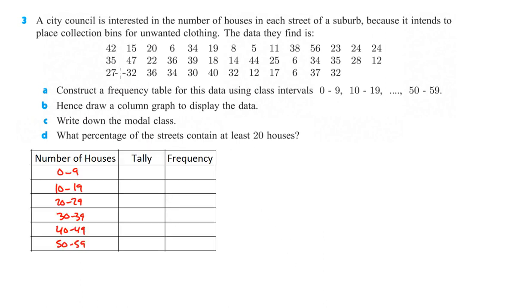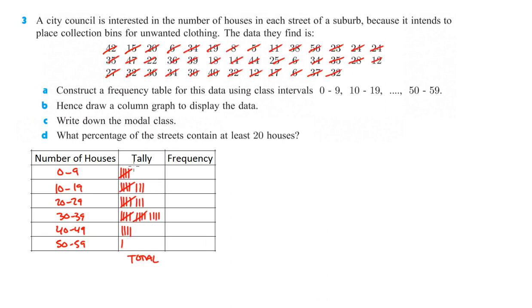Okay, so it looks something like this. So then we're going to tally them up. 42 fits in here. 15 fits in here. And we're going to do that throughout all the rest of these here. I'm going to do that really quick here. Okay, so here's all of our tallies here. And then we can just simply write down the frequency here. So that's 5, 8, 8, 14, 4, and 1. And then if we add those all up, we get a total of 40.